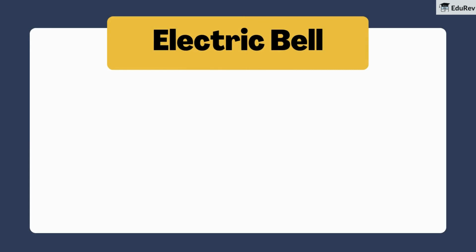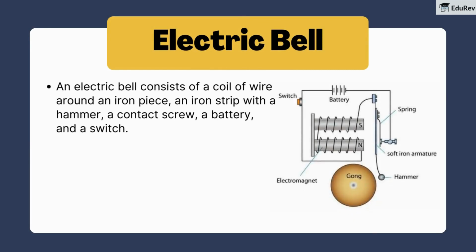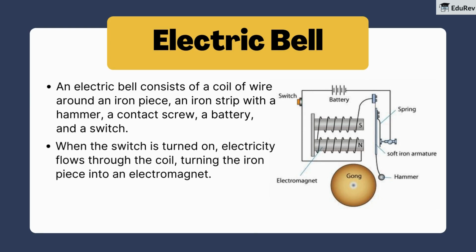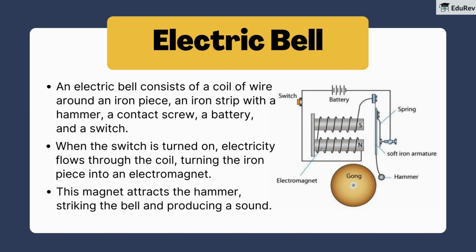Electric bell. An electric bell consists of a coil of wire around an iron piece, an iron strip with a hammer, a contact screw, a battery, and a switch. When the switch is turned on, electricity flows through the coil, turning the iron piece into an electromagnet. This magnet attracts the hammer, striking the bell and producing a sound.